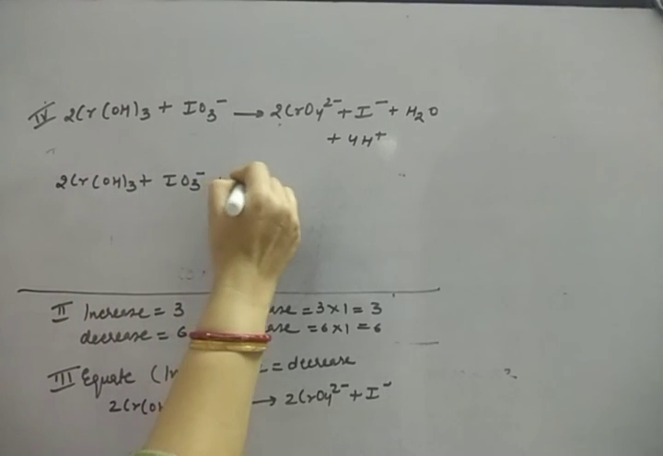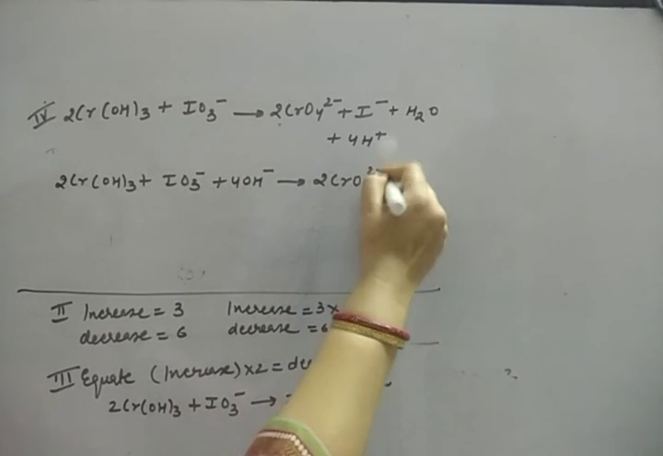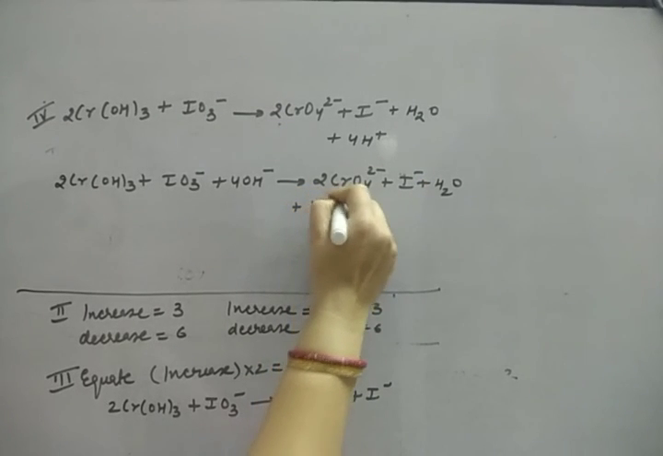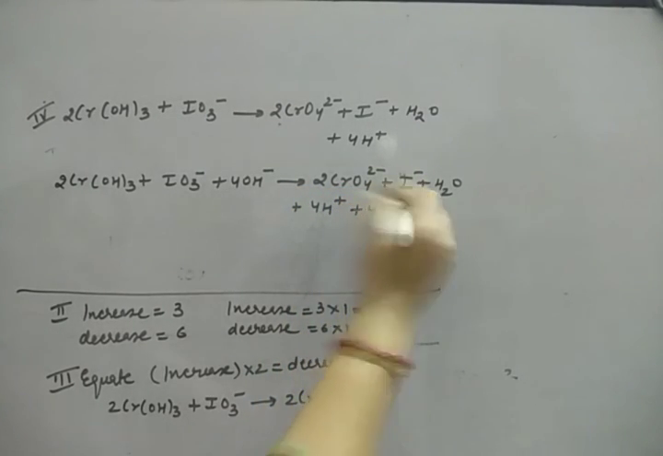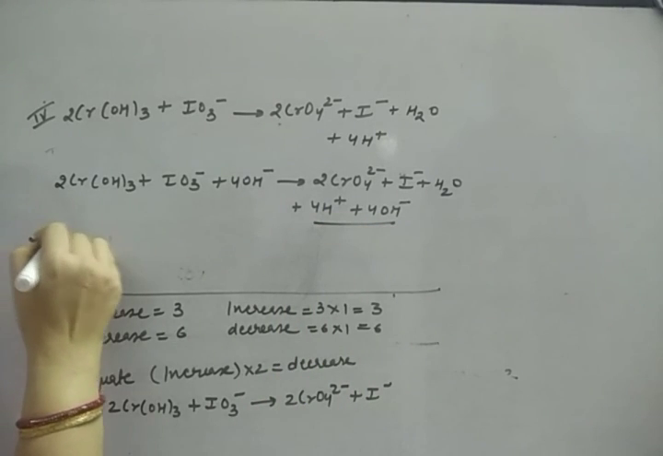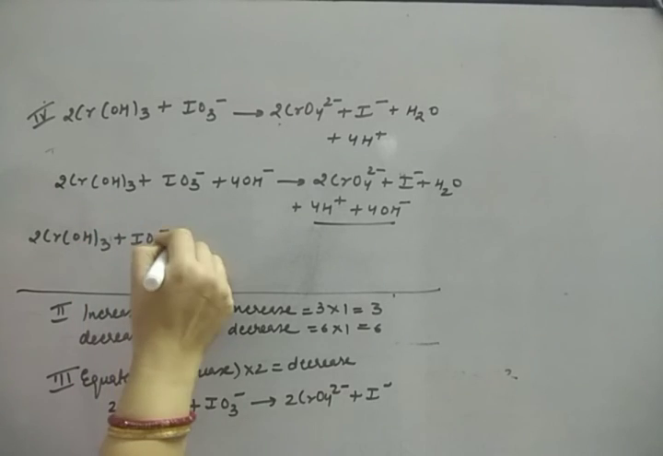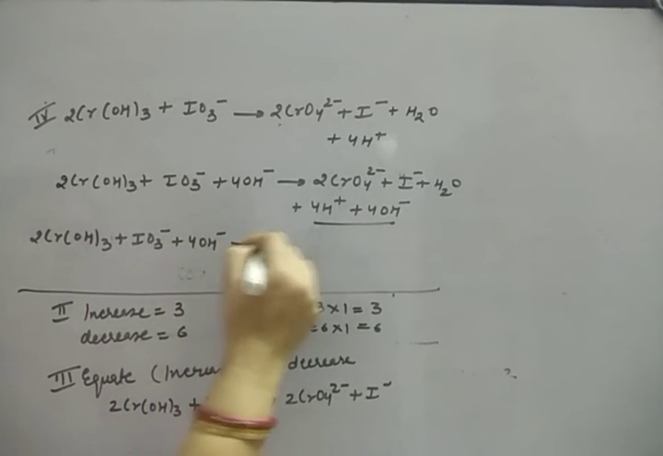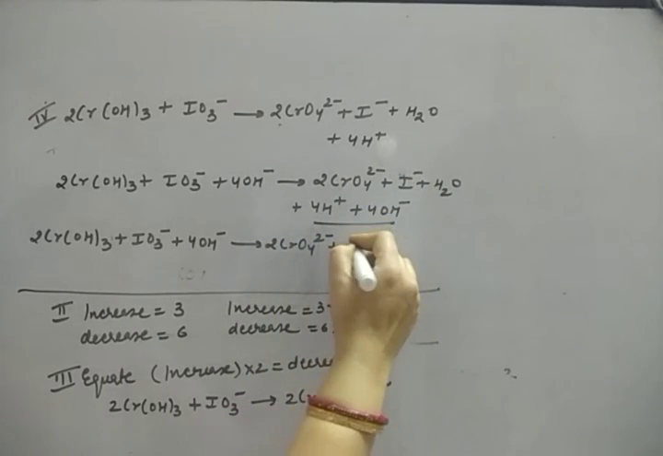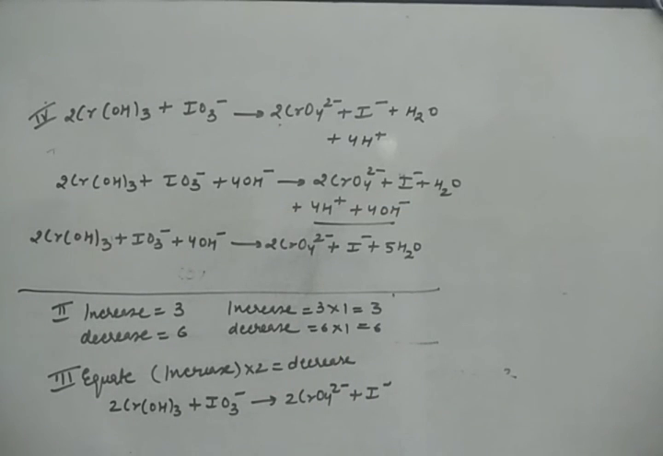Now I have added 4H plus, so I will add the same number of OH minus on both the sides. So I am writing the final equation. So this is 4H plus and 4OH minus. Now 4H plus and 4OH minus are 4H2O. Now 4H2O plus 1H2O, that is 5H2O. So this is my final balanced equation.